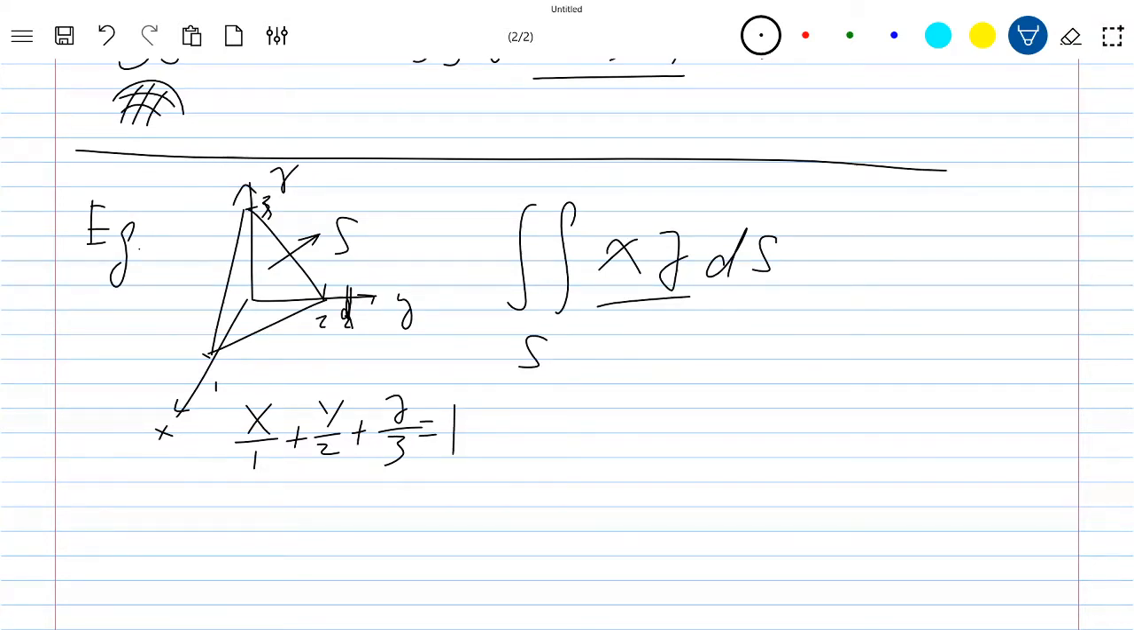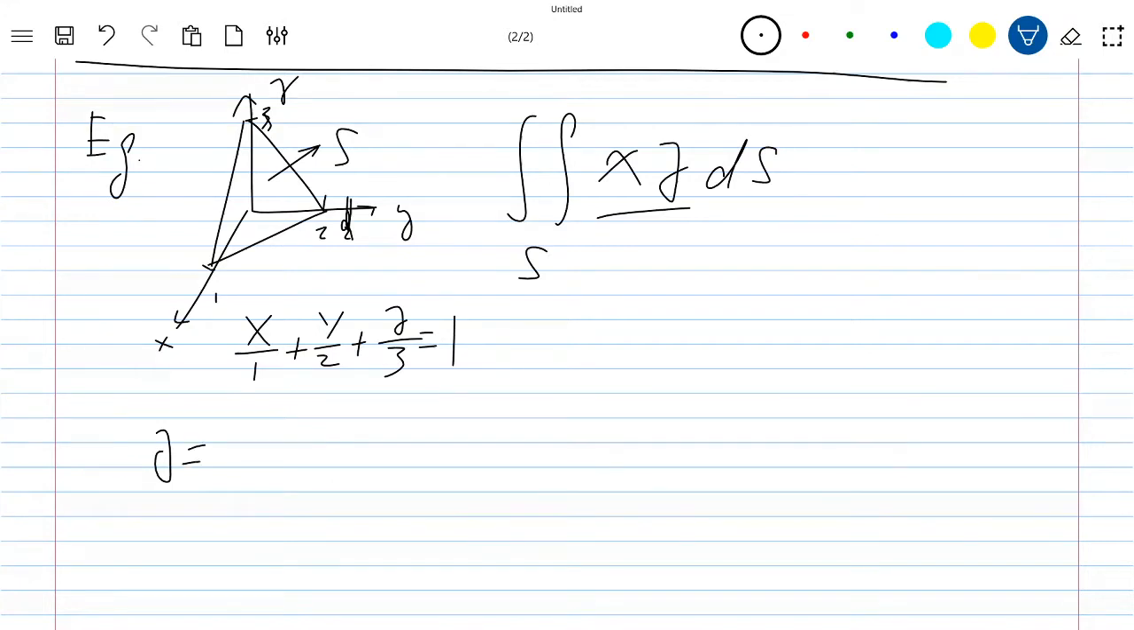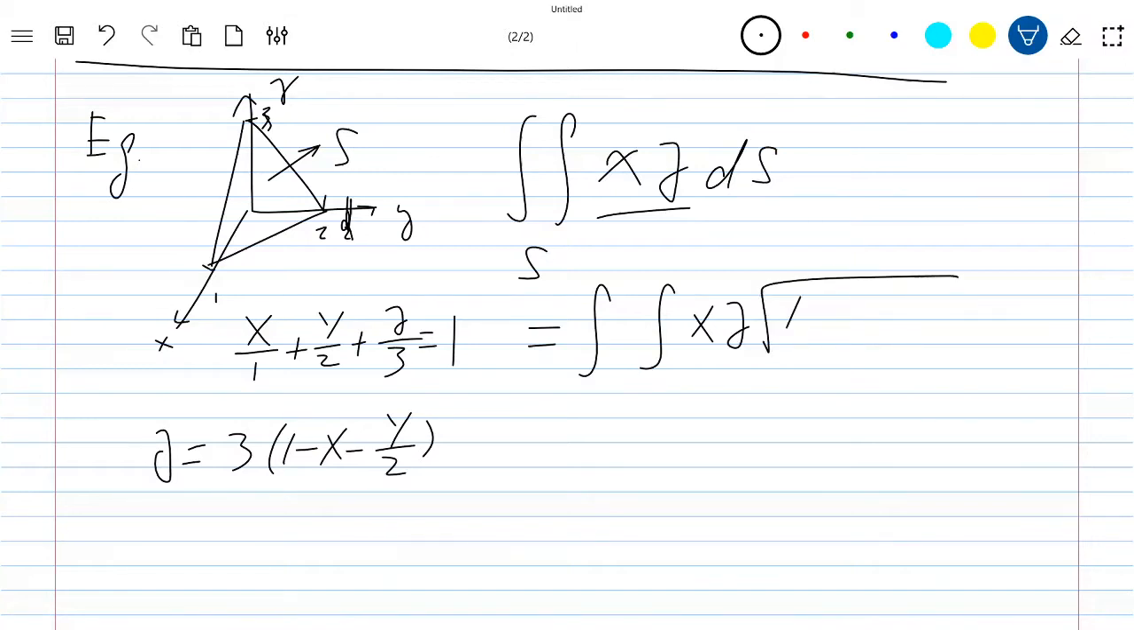Because then you can determine the intercept by plugging, for example, y equals 0, z equals 0, and x equals 1 is here. Then for y you get 2, and for z you get 3, right? So we can solve for z. So what is z? Z equals 3 times 1 minus x minus y over 2. Right, because you can move x, y to the right hand side, then times 3. Alright, then what is this integral? We will choose x, z, then this is 1 plus zx squared, zy squared, and dx dy.